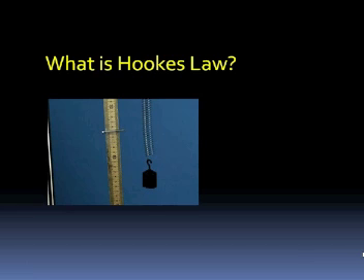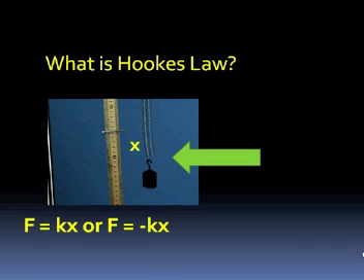Now, if we have a mass on a spring and we extend that spring, we keep adding weight, through an extension x, and plot the graph of force versus x, we get a straight line for a large portion of that spring. And Hooke's law is F = kx, or F = -kx. The negative only means restoring force.